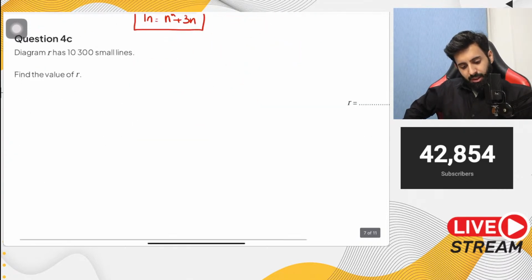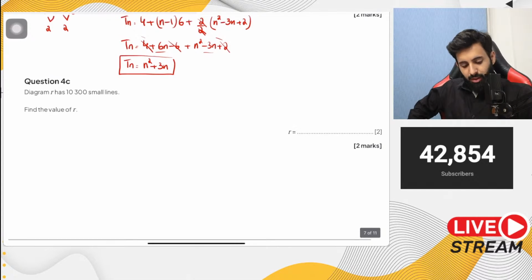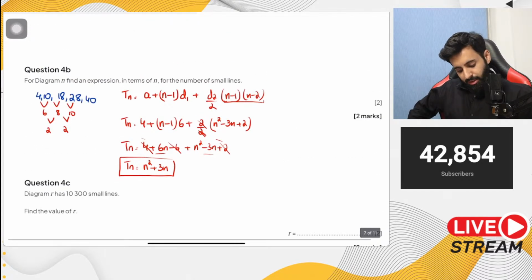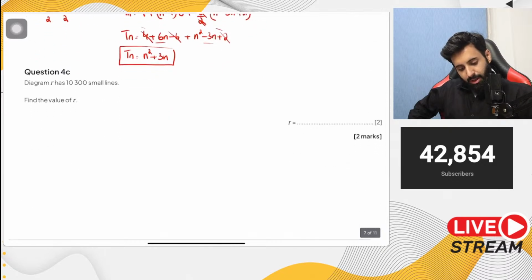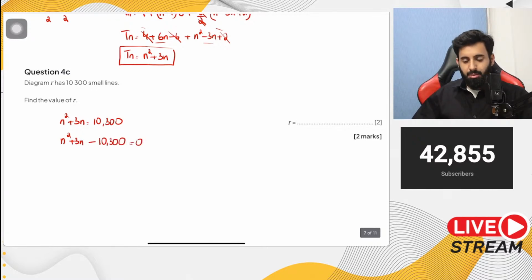Okay, 4C. Then it says, diagram R has 10,300 small lines. Find the value of R. So we're talking about small lines here, and we just worked out the general term for small lines. So n squared plus 3n equals 10,300. Tell me, what can we do to solve this? We can use middle term breaking, which actually will take forever. So I would strongly suggest that you use the quadratic formula.